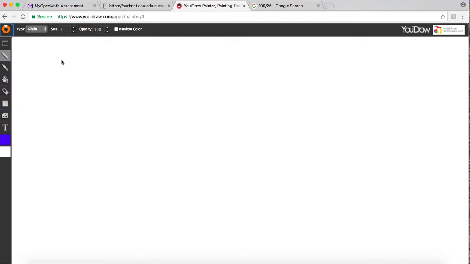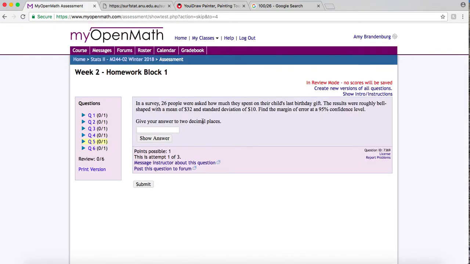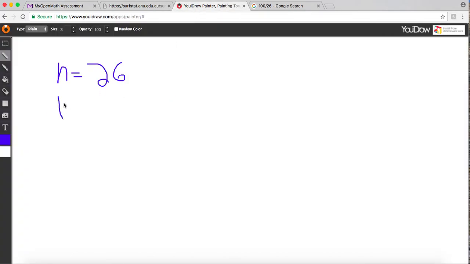So let's write down the things that they gave us. They gave us N equals 26. That's how many people were sampled. And since the results were bell-shaped, we're saying, okay, that's good. The next thing they gave us was 32. So that was our X bar. So our X bar is $32. I'm going to remind myself that we're talking about dollars. And then the last thing that they gave us was our S, which is $10.